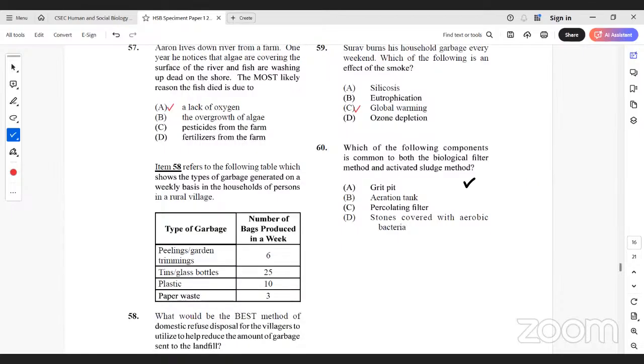All right, so let's go on to the final question. 60. Which of the following components is common to both the biological filter method and the activated sludge method? Yeah, D, stones covered with aerobic bacteria. Yes, both of them have to have bacteria. So the final answer for this paper is D.